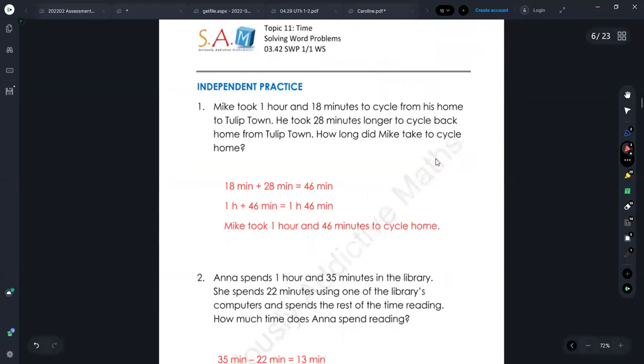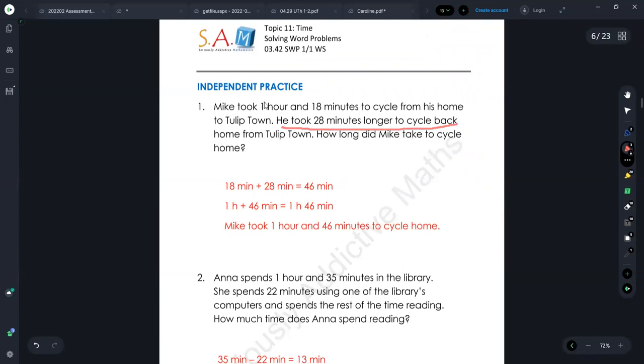Then, some of these questions here are quite easy. Like the first one, Mike took 1 hour. He took this longer. So this one is just about reading. You may actually get them to do it, or if you don't want to waste time, simply check their understanding. Because the tricky part is this one. He took 28 hours longer to cycle back.